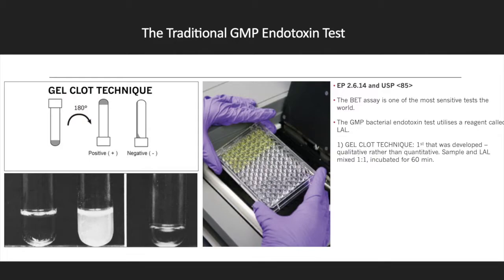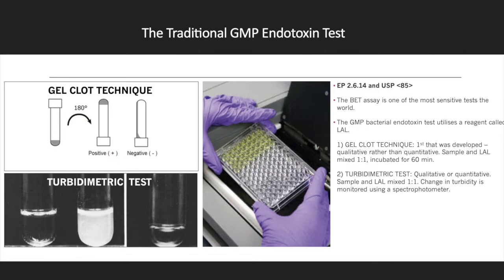And there are 3 main ways you can use LAL to detect endotoxins. Firstly is the gel clot technique. It was the first technique that was developed, and it's qualitative rather than quantitative. The sample and LAL are mixed 1:1 and incubated for 60 minutes. Then, if you have a look at the diagram on the top left here, you'll see that if the clot forms, then it's a positive result, whereas if the clot breaks, then it's a negative result. The gel clot technique is the cheapest, but it has limited sensitivity, and qualification is a separate assay. There also may be analyst error. For example, if you turn the tube too vigorously, the clot could break when it's actually a positive result.